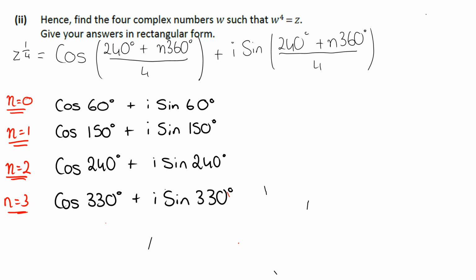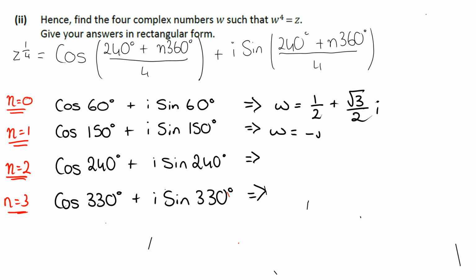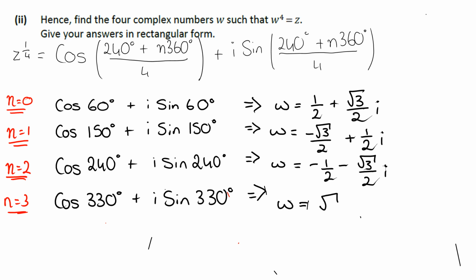Now, they're all in polar form, but they've asked us to give that in rectangular form, so we need to basically convert each of those. So here is our first root, and it is a half plus root 3 over 2 i. Our second one, minus root 3 over 2 plus a half i. Third one, w is equal to minus a half minus root 3 over 2 i. And lastly, w is equal to root 3 over 2 minus a half i.